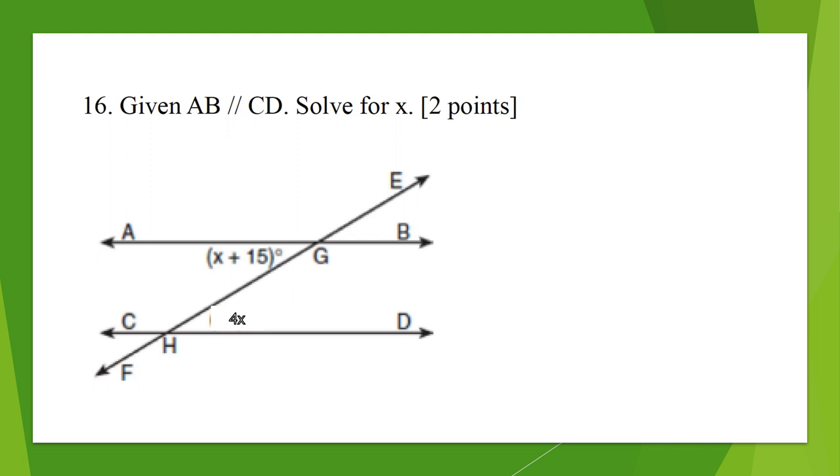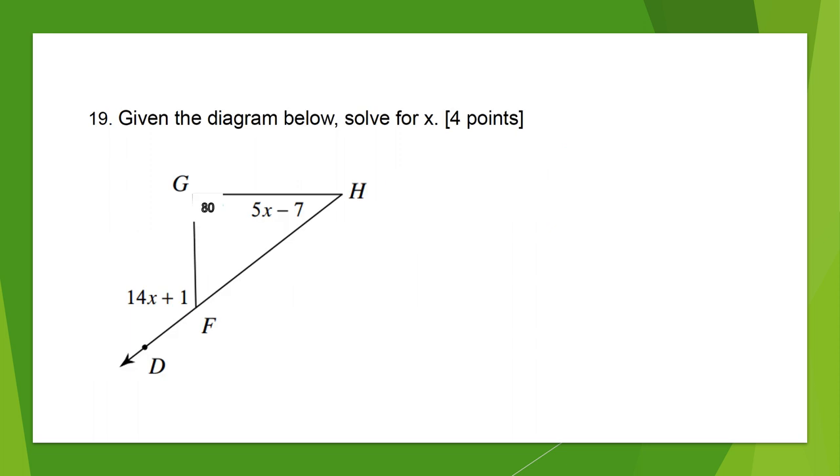So we mentioned it a couple of times already that we have alternate interior angles here. So I'll make them equal. 4x equals x plus 15. Subtracting the x, 3x is equal to 15. X is equal to 5 when we divide by the 3. Go ahead.